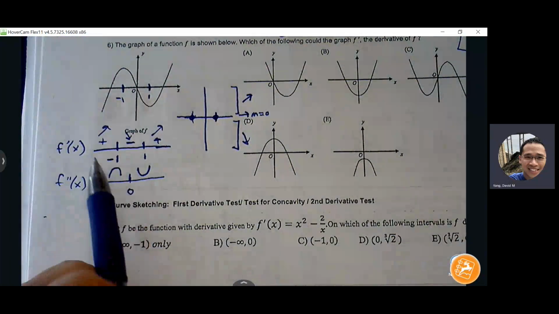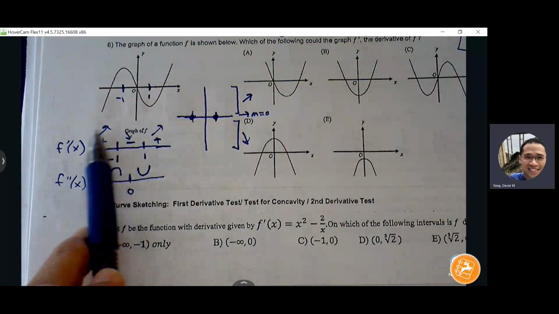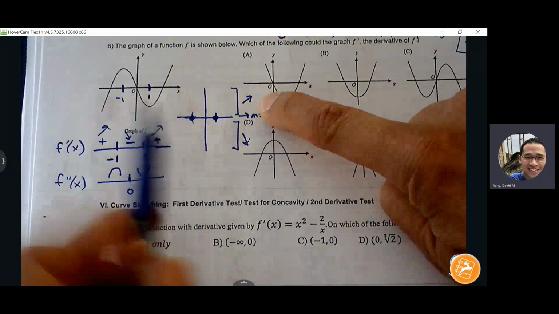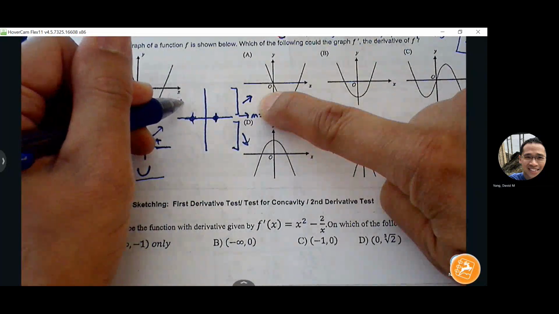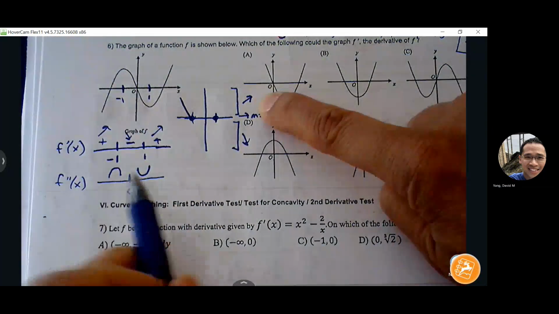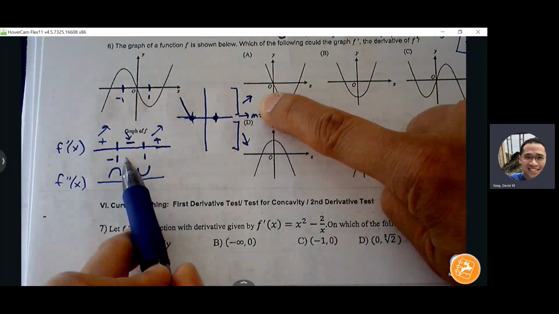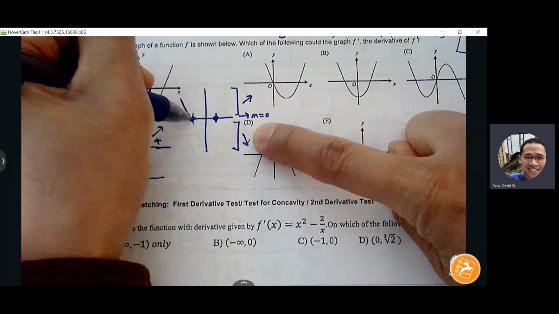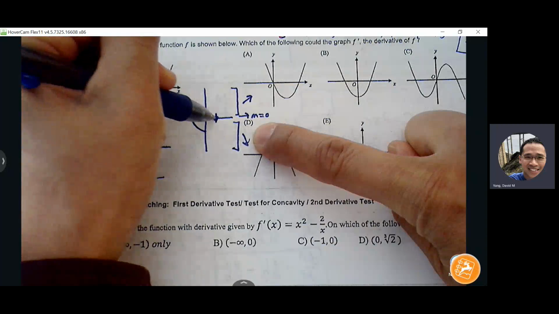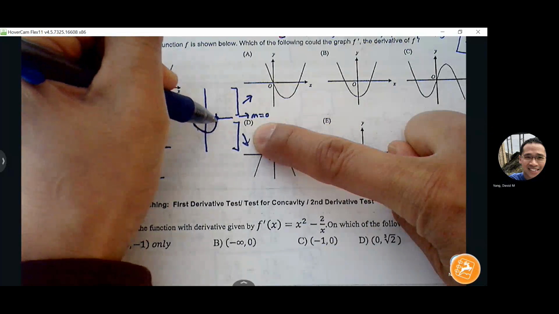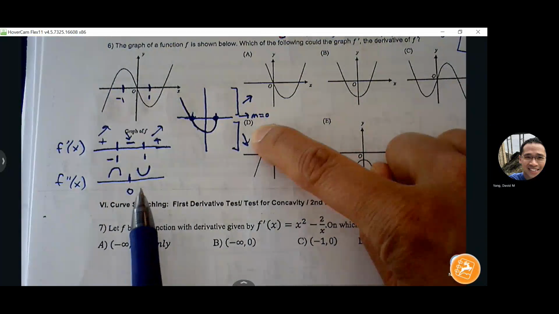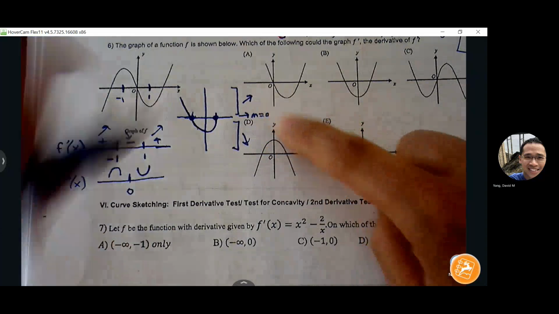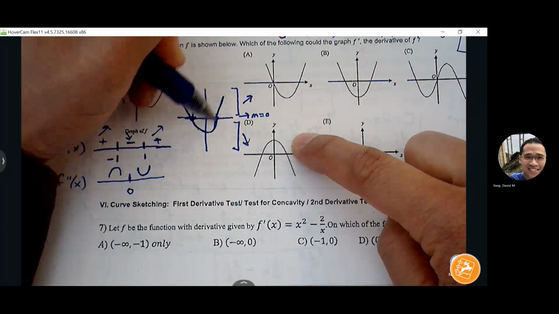Where do I want the graph to live to the left of -1? Above, right? And it's got to connect to this point, so I have to have it fall. Between -1 and 1, I want the graph to be where? Below, so it's got to come down, loop back up, because I have a point that it has to reach. And then to the right of 1, my graph is going to be above.